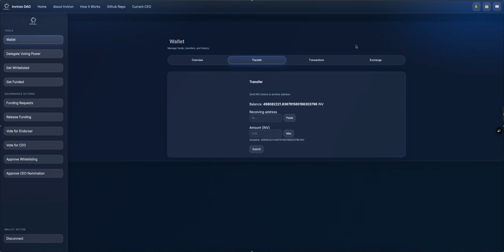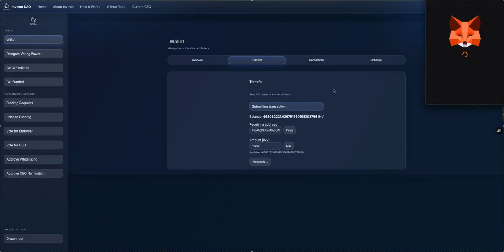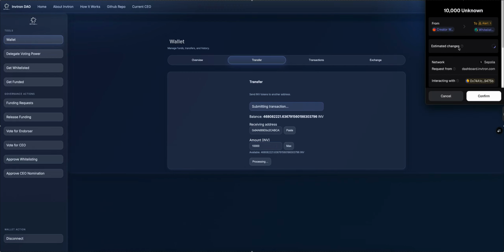Okay. And receiving address, paste. Token amount, let's say 10,000 token. And submit. So it's from creator to whitelisted, 10,000 token INV, and confirm.